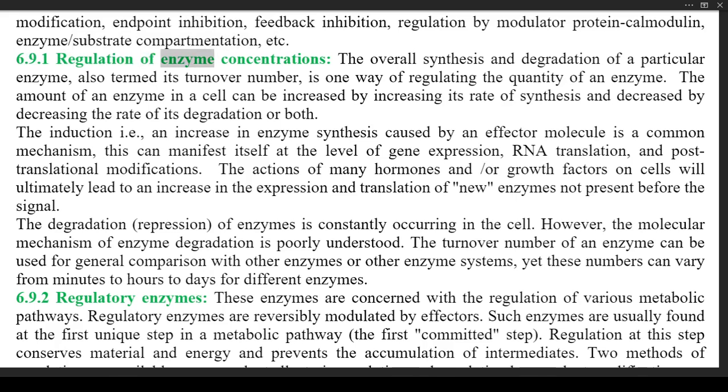6.9.1 Regulation of enzyme concentrations. The overall synthesis and degradation of a particular enzyme, also termed its turnover number, is one way of regulating the quantity of an enzyme. The amount of an enzyme in a cell can be increased by increasing its rate of synthesis and decreased by decreasing the rate of its degradation, or both.